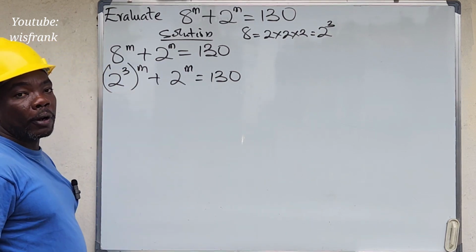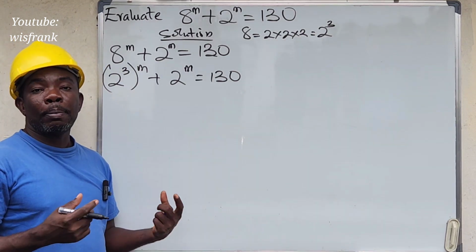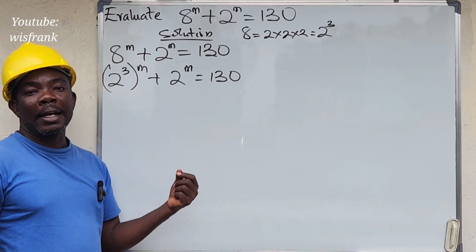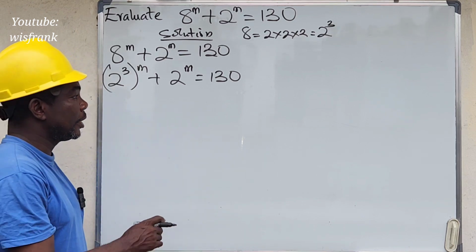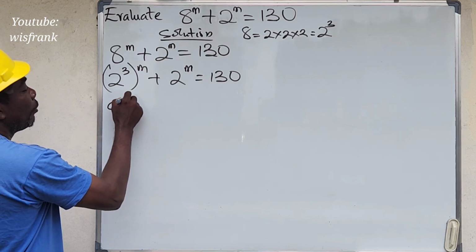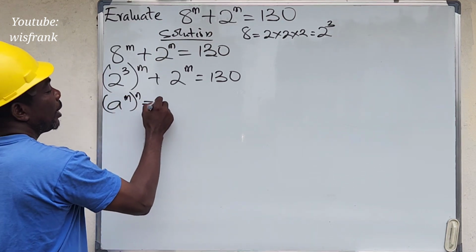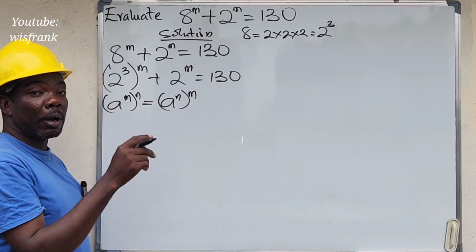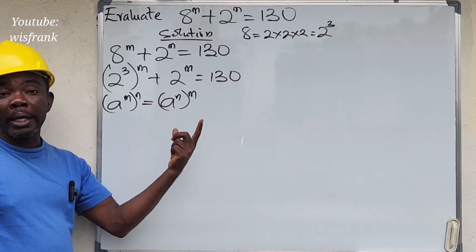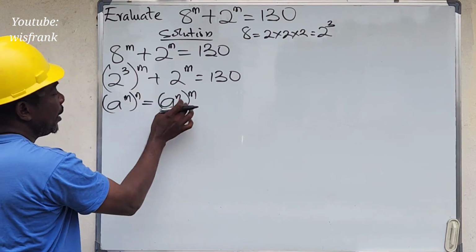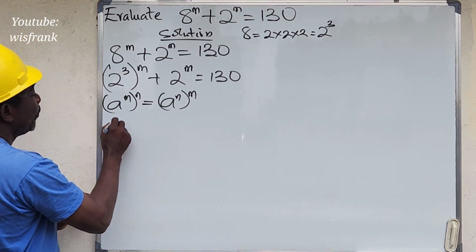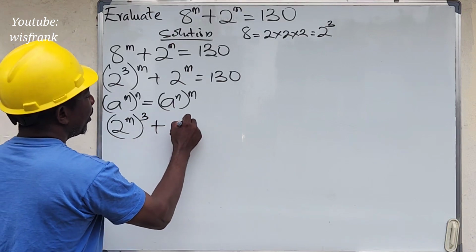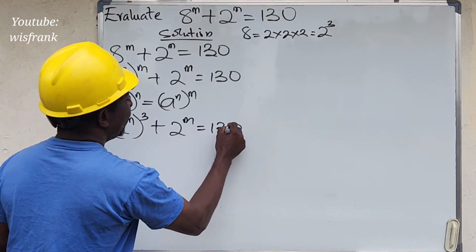We recall that for this equation, we need to apply some rules of indices and logarithm for us to arrive at this answer. One of the rules of indices says that when we have a to the power of m, all to the power of n, it is the same thing as a to the power of n, all to the power of m. We can interchange the powers. So expressing this in this format, this can be written as 2 to the power of m, all to the power of 3, plus 2 to the power of m equals 130.